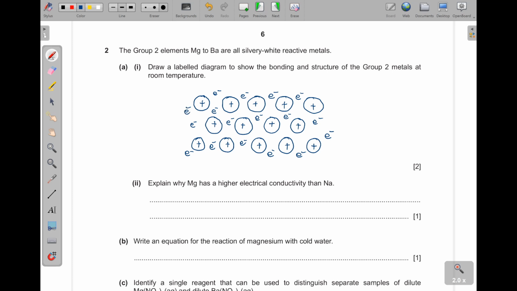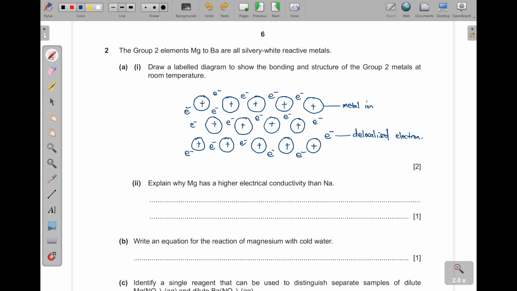So I will label and I say this one here is a metal ion. We can say positive ions. And then this one here, I will say delocalized electron. So that is that. Roman 2, explain why magnesium has a higher electrical conductivity than sodium.